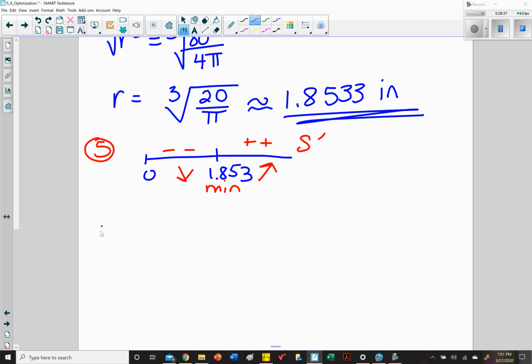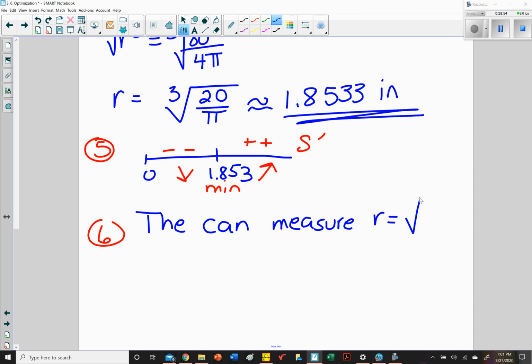So the can would measure, is this a soda can? Just an aluminum can. Oh, soda. The can measures a radius of 1.85 inches. It has a height.